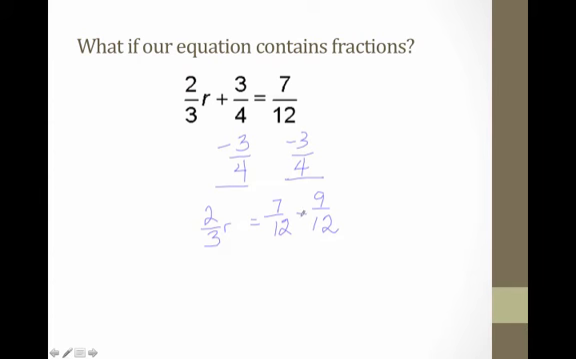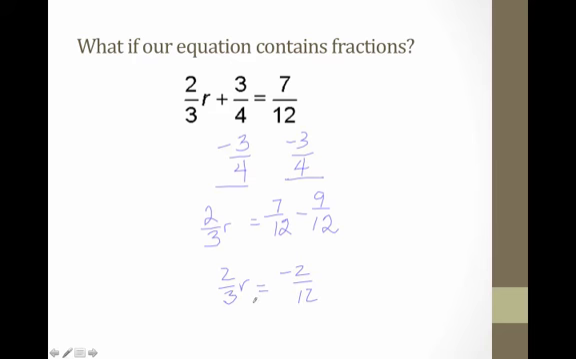Okay, so if I subtract 9/12, I end up with negative 2 over 12 equals 2/3 r. I could actually simplify at this point, but I'm okay with just moving on.